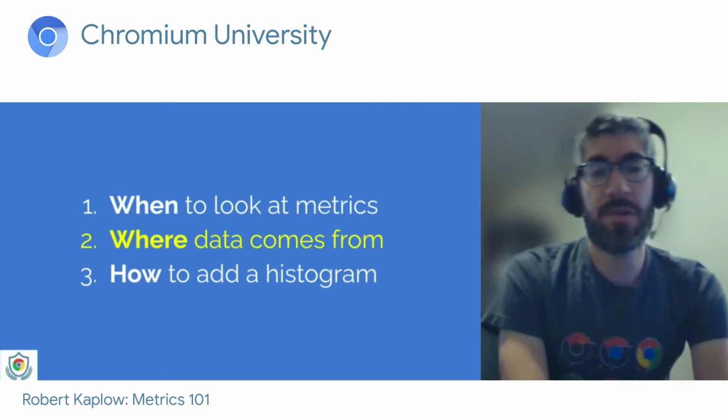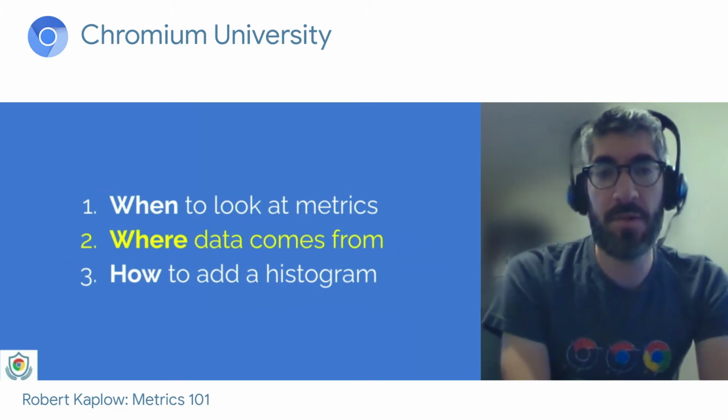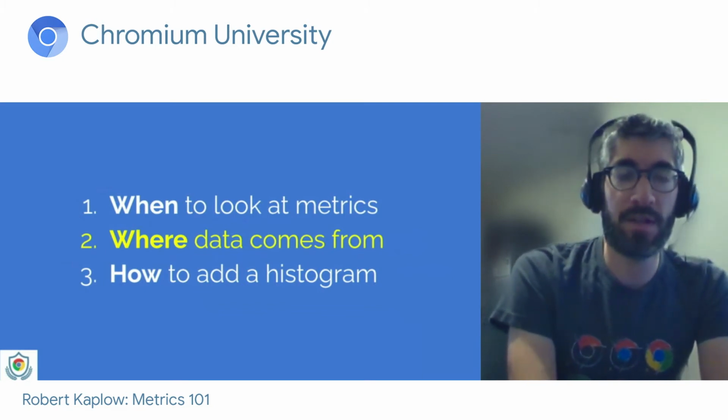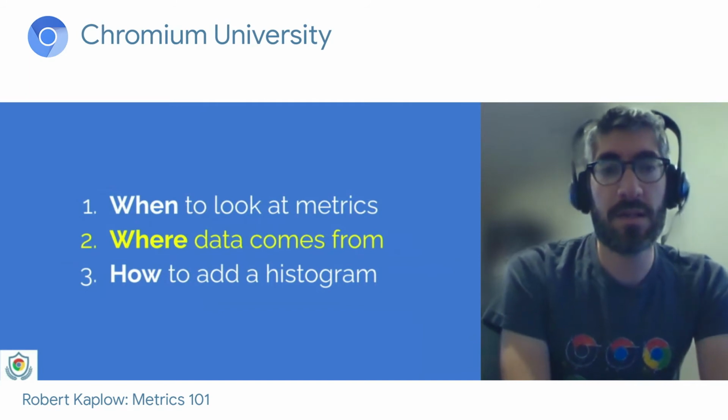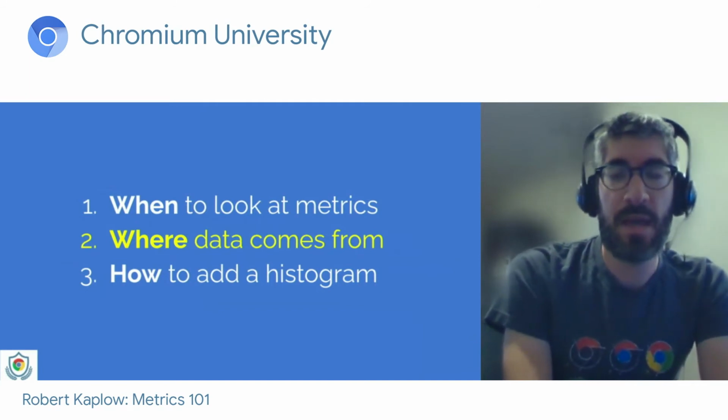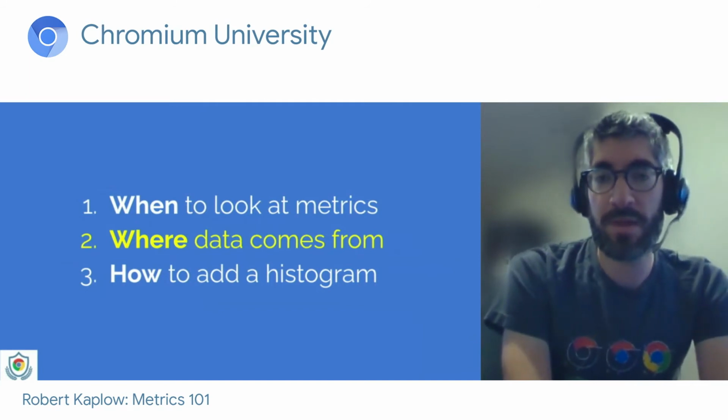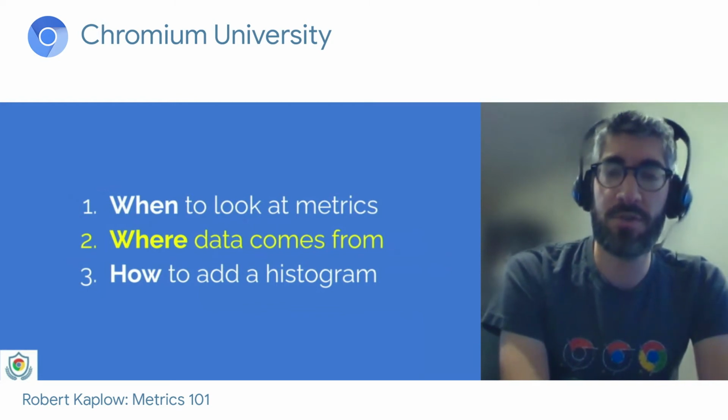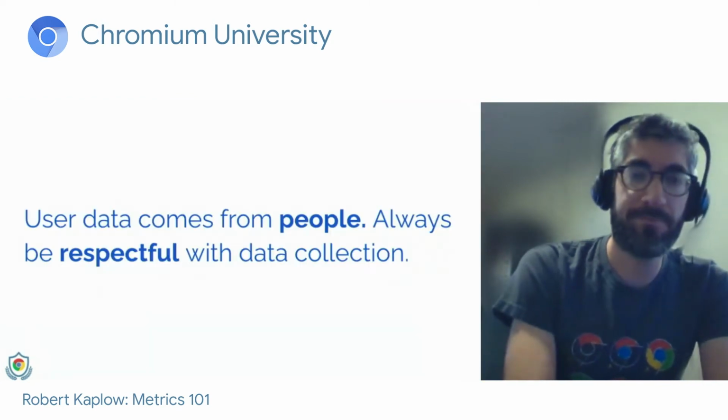So that's an overview of the life cycle of a feature and how we use the metrics to monitor it. Next, I'm going to talk a little bit about where the data comes from. And by this, I mean a little bit more concretely, what are the different metric infrastructures we support in Chromium.